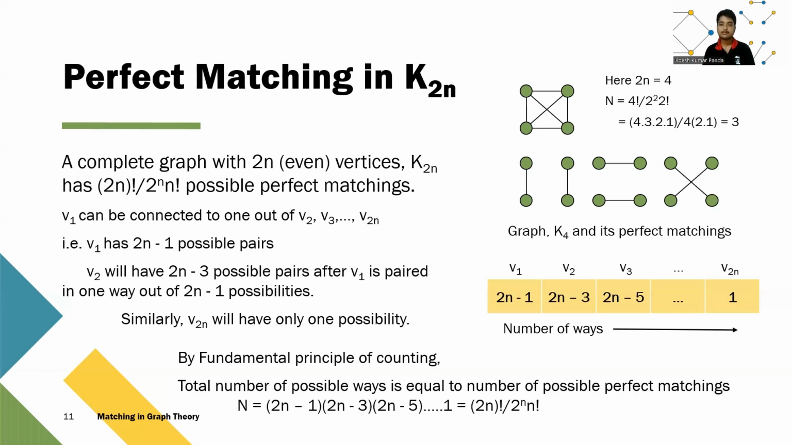So the number of total ways that a perfect matching can be formed in a complete graph with 2n vertices will be equal to 2n factorial all divided by 2 to the power n into n factorial.